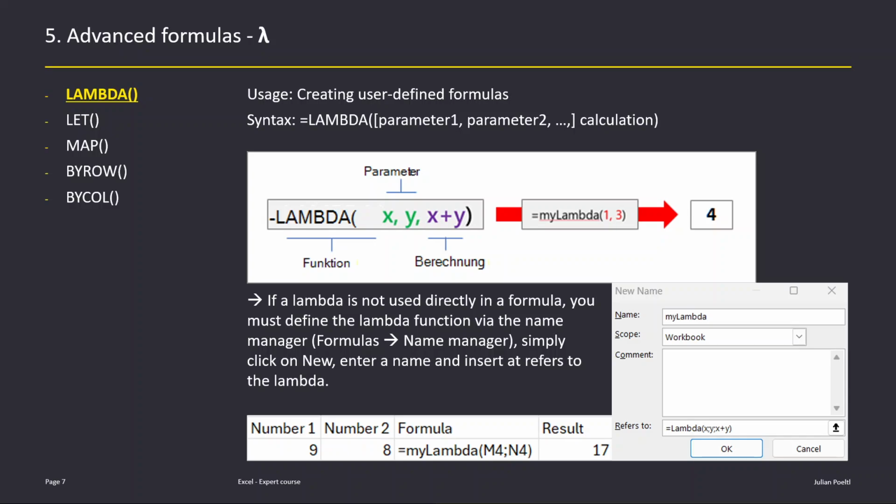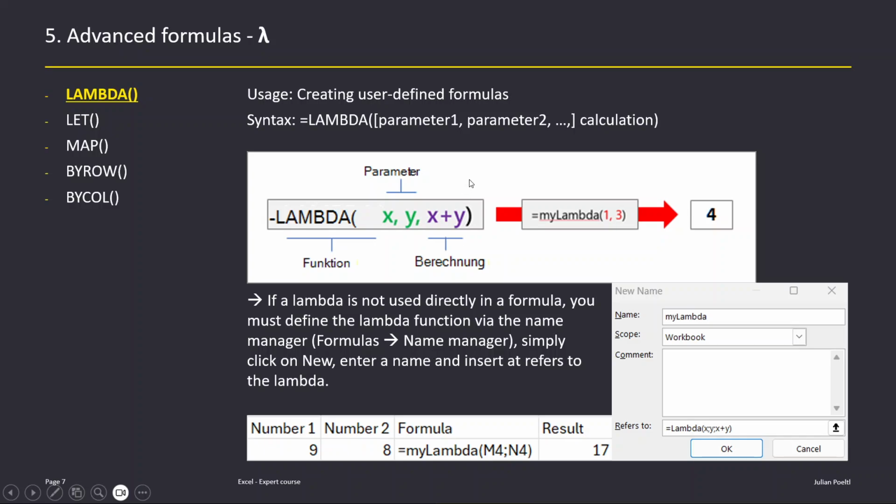If this lambda is not directly used in a formula, you need to define the lambda function via the name manager. Therefore, we talked before about named ranges. So you type in the lambda function here, LAMBDA(x, y, x+y), and give this a name. So in this case, MyLambda, and then click on OK. And now you can use this lambda, and instead of typing here 9 plus 8, you only type in equals MyLambda and reference those cells.